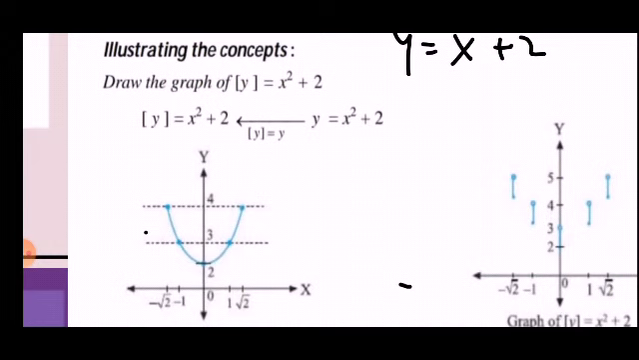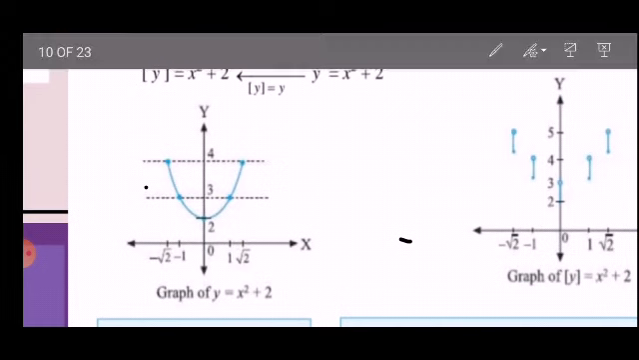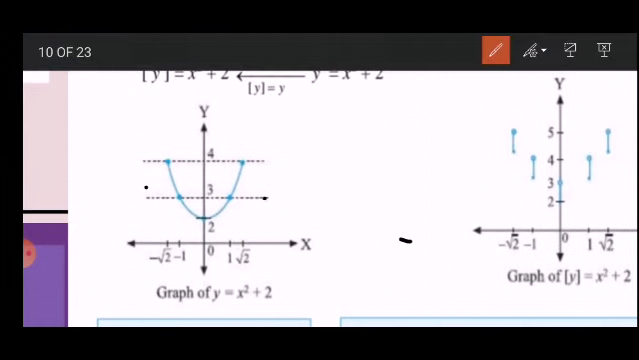And here you have to mark the integer points. Due to the lesser space, we won't put the value x equal to 1 over there, so we are marking from 2. So 2 is the value it attains at x equal to 0, and at x equal to 1, it attains 3. At x equal to root 2, it attains the value 4. Corresponding to root 2 and minus root 2, the value of GI y becomes 4. So that's why we say here 2, 3, 4, these are the dotted lines which we are using over here.